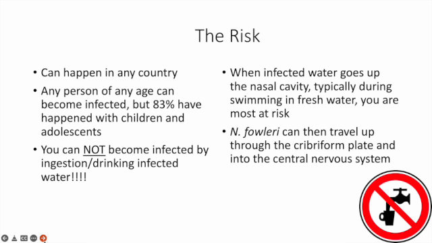So, who is at risk? This can happen in any country to any person of any age because you get infected by water, water that is warm, like in rivers or hot springs. This happens because you go swimming and the amoeba goes up into your nasal canal, attaches itself to your nasal mucosa, and then from there goes up into your central nervous system.